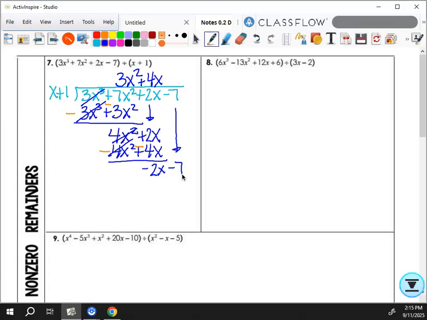Negative 2x divided by x gives me what? Negative 2. Multiply it back. Negative 2x minus 2. Especially on the last step, make sure you change the signs. This is where y'all usually get really sloppy because you think, oh, I know what's going to happen. I don't know what you're thinking, but this gives me a negative 5. So I did not get a 0 here. That is your remainder, yes.